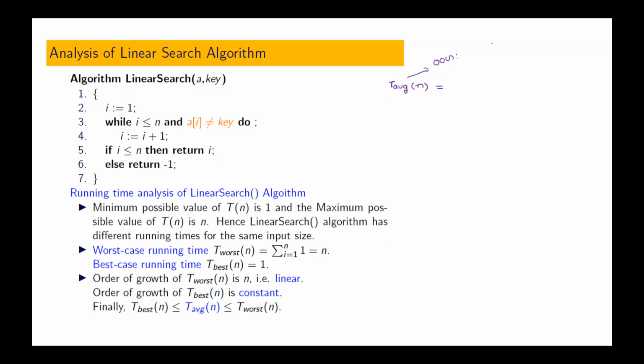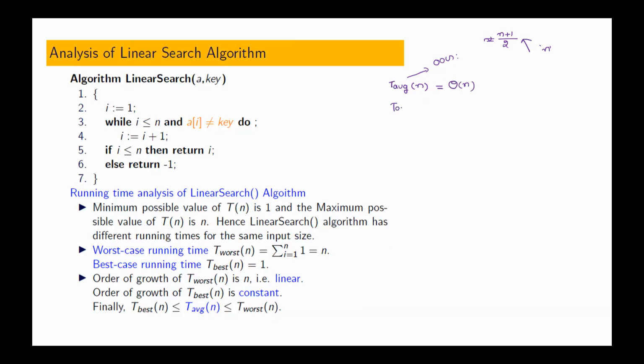On average, how many comparisons are performed? Under the assumption that all inputs are equally likely, we showed that on average (n+1)/2 comparisons are performed. That means what is its order of growth? Its order of growth is n. So T average of n, the average case running time of linear search, can be written as theta of n. Is that correct?